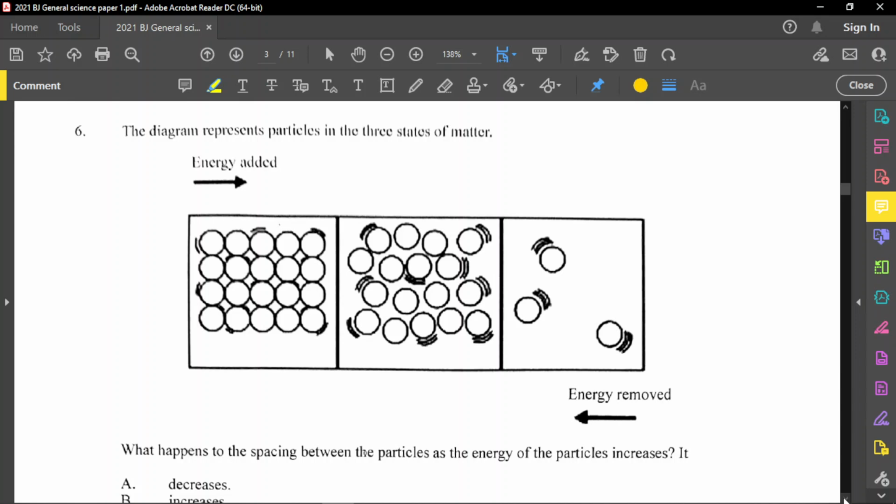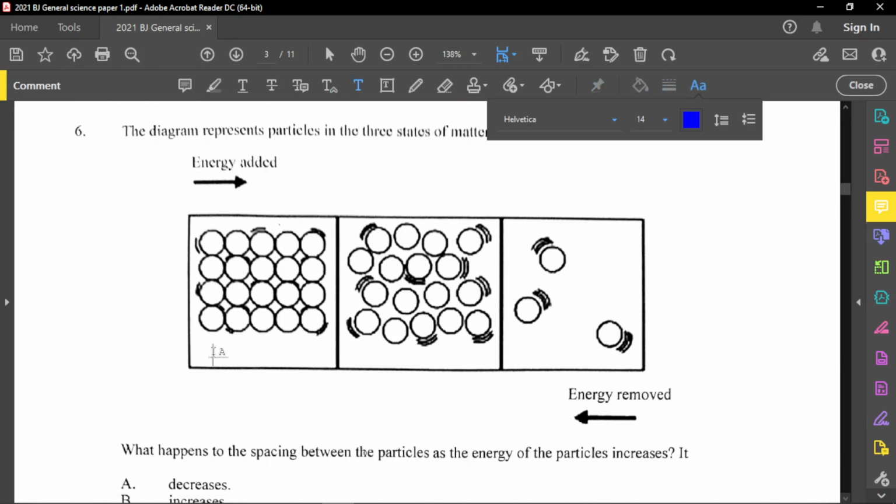For question number 6, it said the diagram represents particles in the 3 states of matter. The 3 states of matter you should know are solid, liquid, and gas. If you look at them carefully, the first diagram is solid. The second diagram is liquid. And the last one is gas. We know that based on how close or far apart the particles are. In gases, the particles are very far from each other, while in solids, the particles are really, really close together. And in liquids, they're just close enough to run over each other.